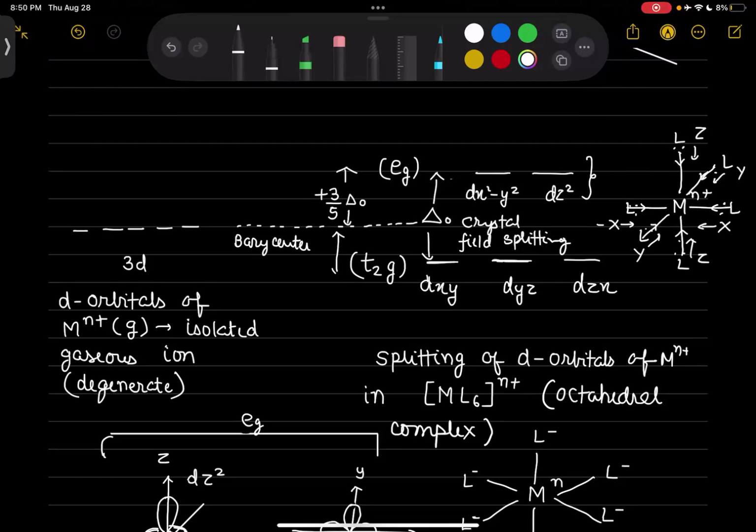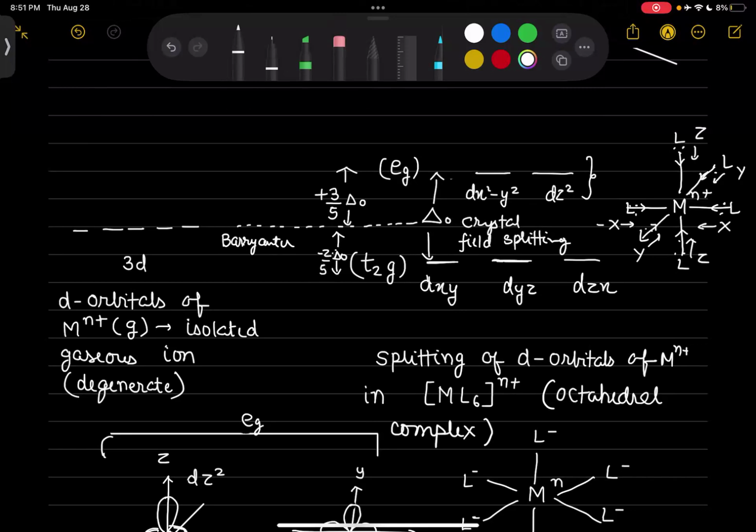And the energy of T2g, there are 3 orbitals in T2g, so minus 2 by 5 delta. This average energy is known as barycenter.